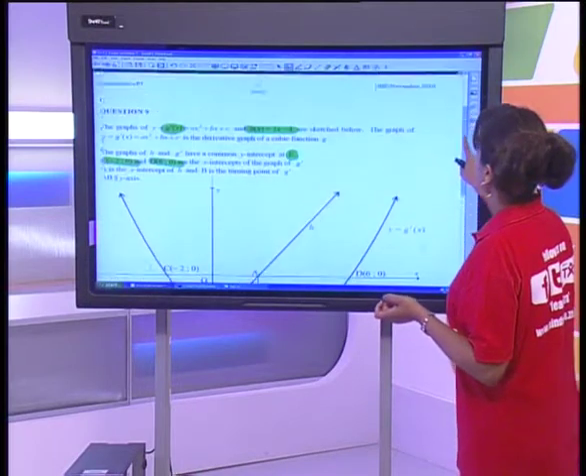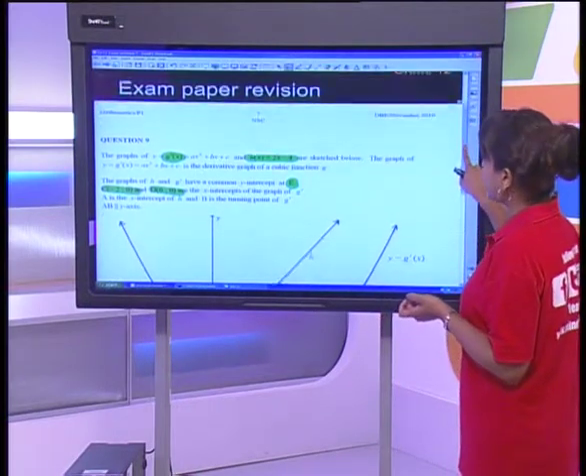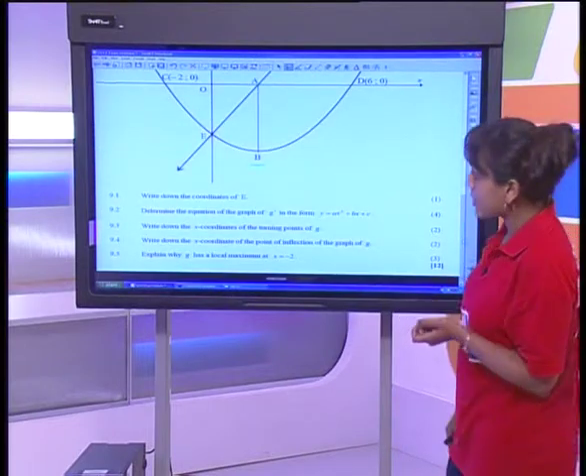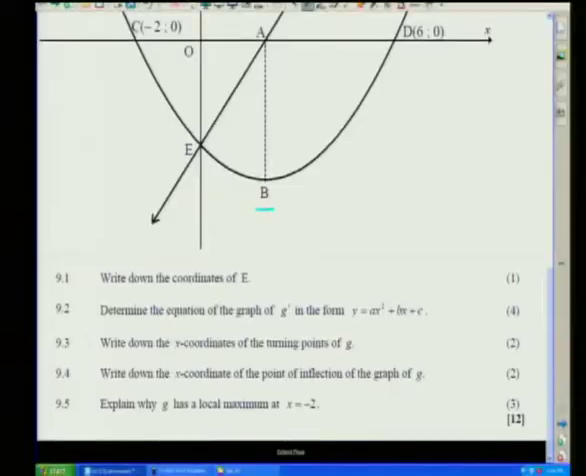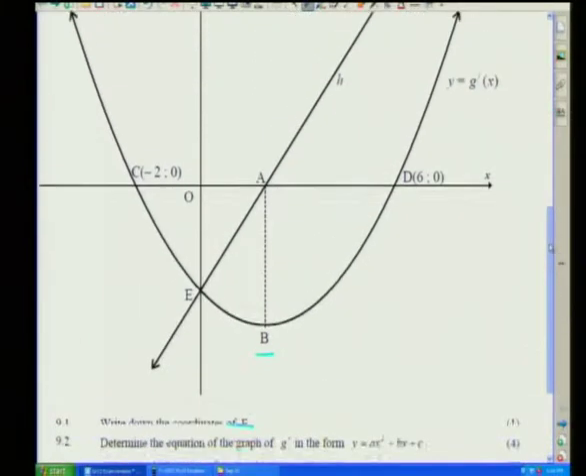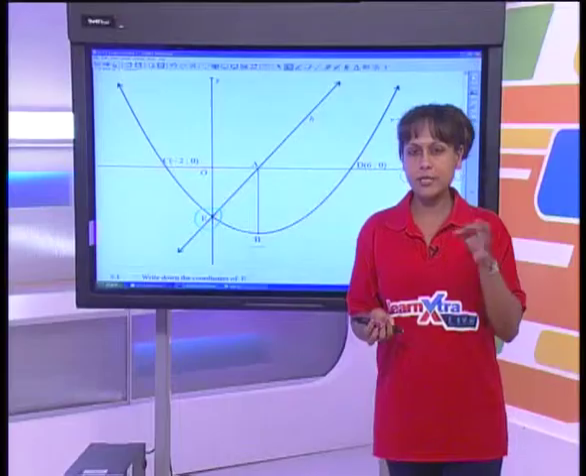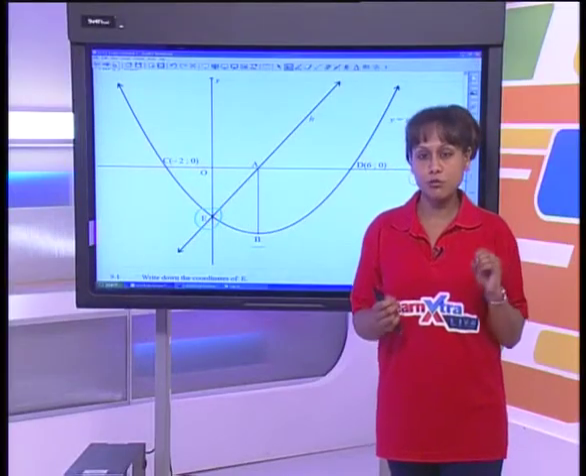And this question, remember, is from the November 2010 paper. Okay, the first question for 1 mark: write down the coordinates of E. So guys, if you look at the graph, E is the y-intercept of both the parabola and the straight line. Now remember, how do you find y-intercepts? All you have to do is say let x be equal to 0.